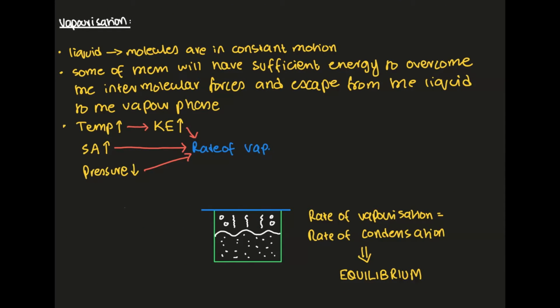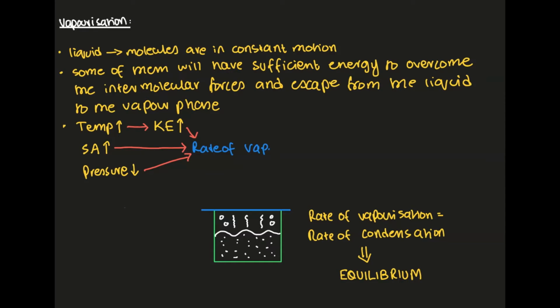Now let's talk about the process of vaporization. So in a liquid, the molecules are going to be in constant motion. Previously, we were talking about how in a solid, the molecules are going to be in their fixed positions and there's going to be little movement. In a liquid, things are going to be a little bit different. So the molecules are going to be constantly moving, right?